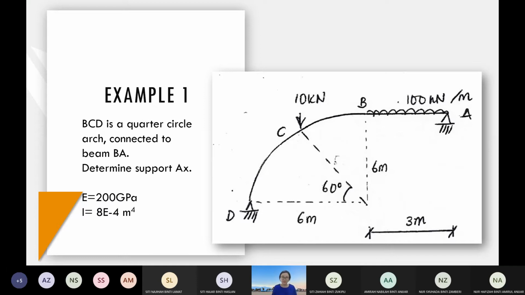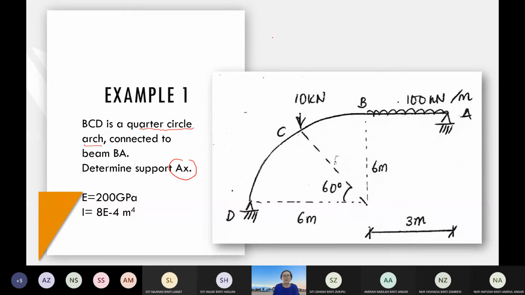So if you see this problem, we have a combination of arch and beam. This arch is a circular arch. The description is very clear here. It is a quarter of this circular arch, and you need to determine AX.